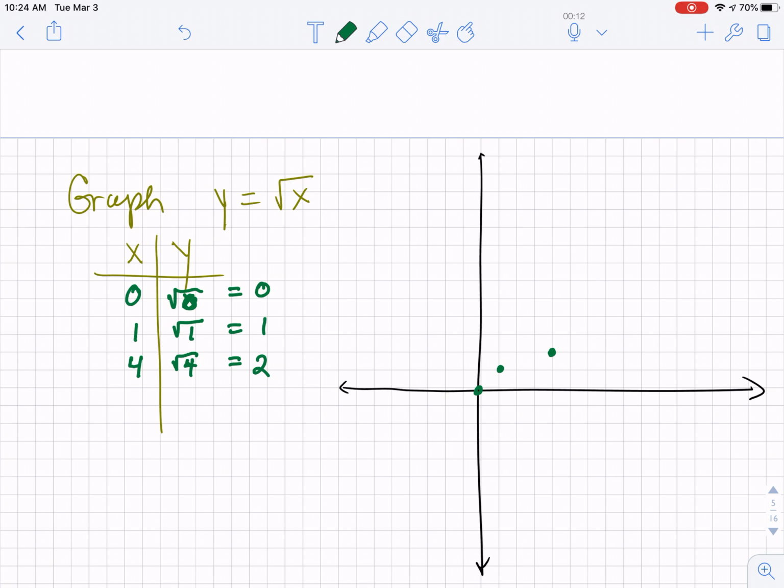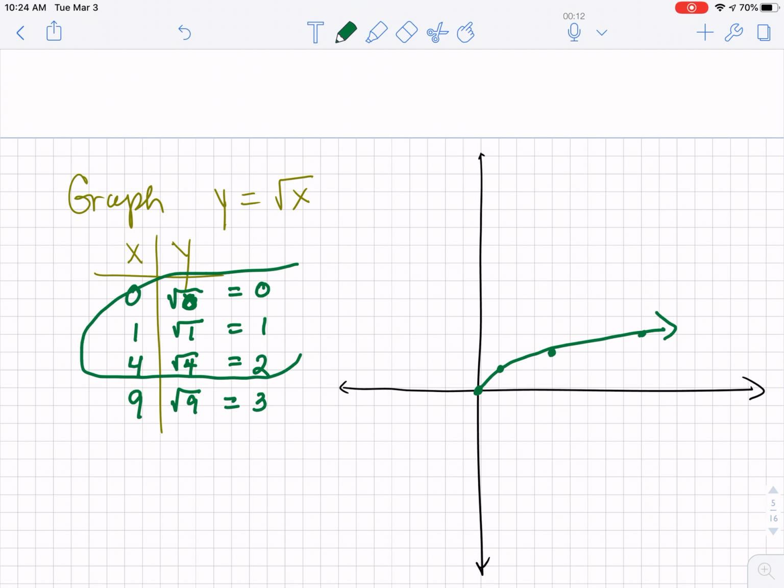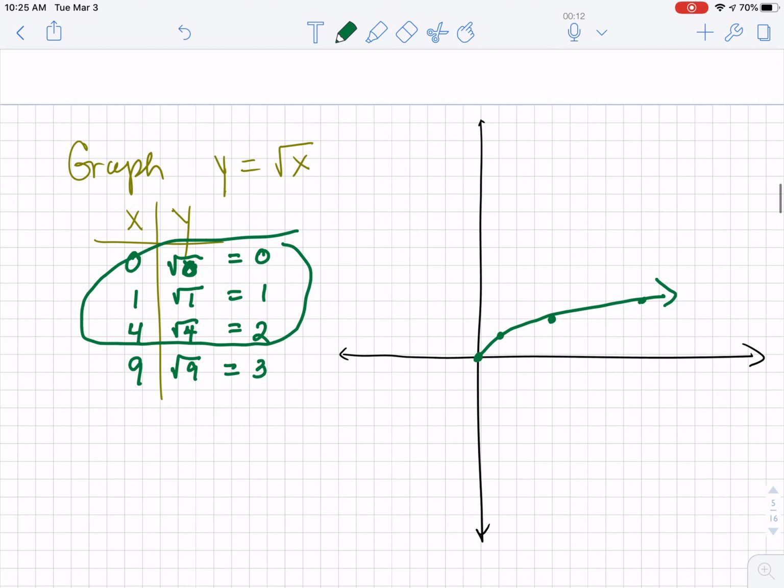All right, and then the next one maybe would be 9, so that the square root of 9 is 3. So plot that point, 5, 6, 7, 8, 9, then up 3. And this is what the parent function looks like, okay? I need you to be responsible for at least these 3 points. So I want you to know the points 0, 0, 1, 1, and 4, 2. Okay, that's the parent function.